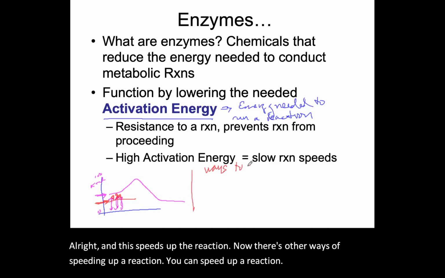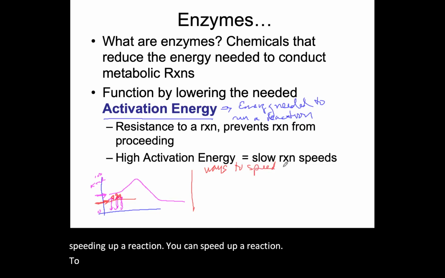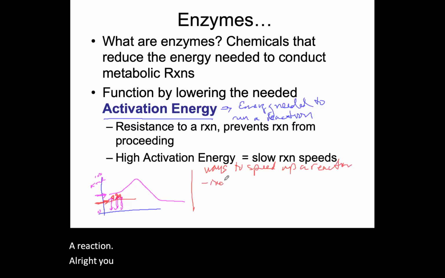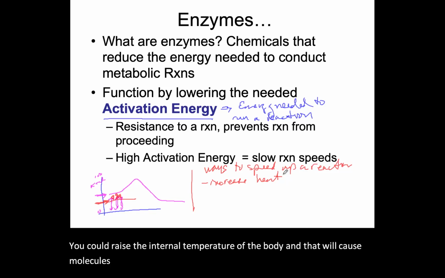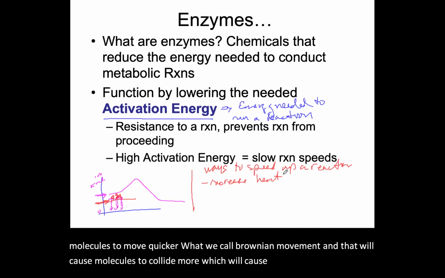Ways to speed up a reaction. All right. You could increase the heat within the body. You could raise the internal temperature of the body, and that will cause molecules to move quicker, what we call Brownian movement, and that will cause molecules to collide more, which will cause the reactions to go quicker. Absolutely.